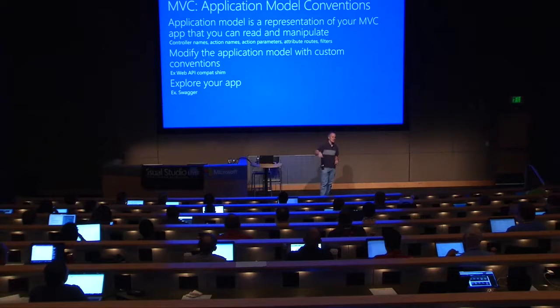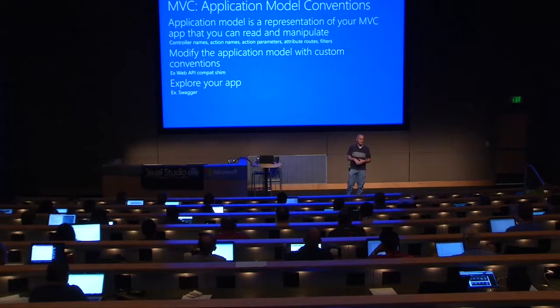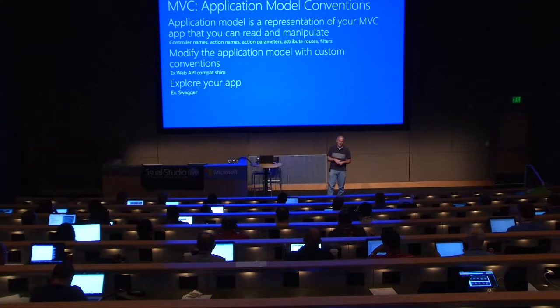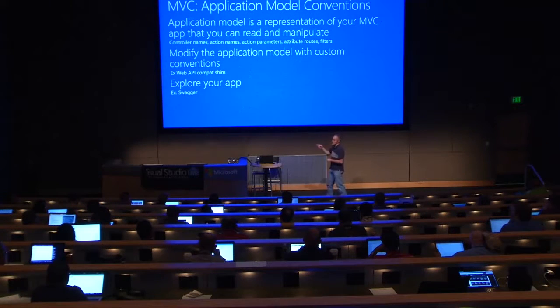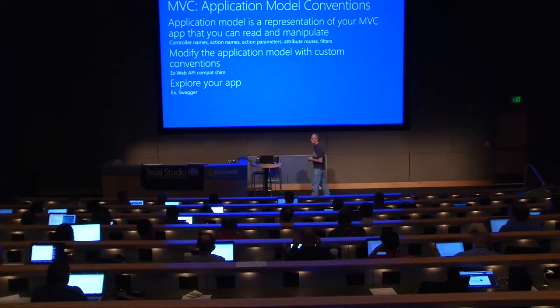This compat shim took the conventions that are normally there in ASP.NET Core MVC and replaced them with the Web API ones, using this model, the application model, to tweak what it means to be an action, what its attribute routes are. So that's actually how it's implemented, using this application model conventions extensibility point. And like I said, you can also use the application model to explore your app. If you're familiar with the API Explorer notion from Web API, this gives you very similar functionality. And actually, the way Swagger documents get generated by the Swashbuckle package is done through this model as well.